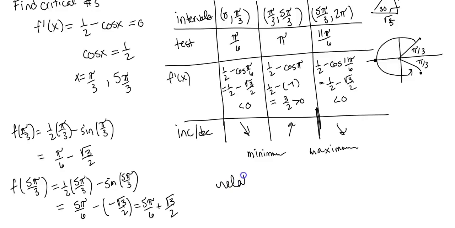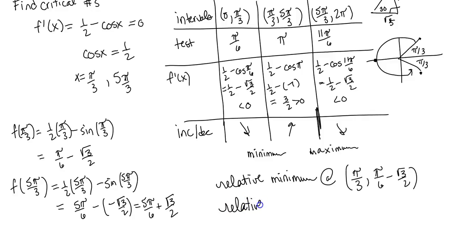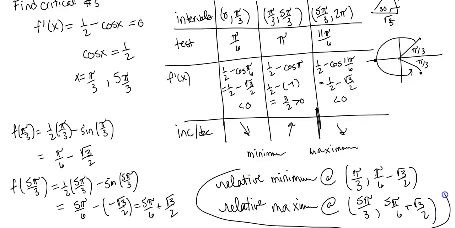So that means we have a relative minimum at the ordered pair, pi over 3, and then pi over 6 minus root 3 over 2 is the y value. And we have a relative maximum at the ordered pair, 5 pi over 3, and 5 pi over 6 plus root 3 over 2. So those would be my relative extrema for this function.